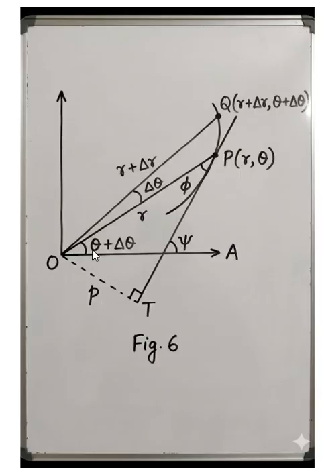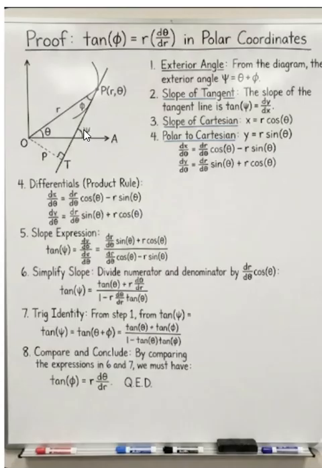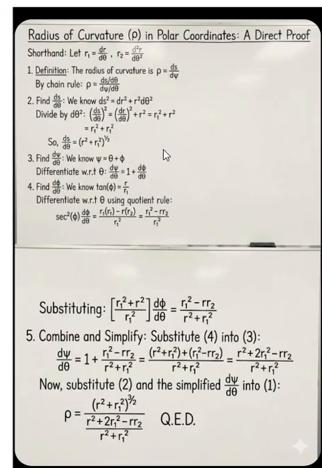This is theta, and the entire angle is theta plus phi. By the exterior angle property you can say that psi is equal to theta plus phi. Therefore d psi by d theta is equal to 1 plus d phi by d theta.